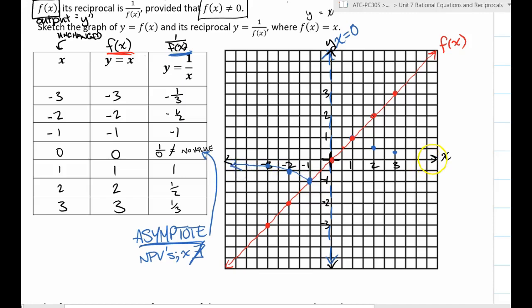What actually ends up happening is we get a horizontal asymptote as well, because y will also never be 0, because it's impossible to turn 1 over something into 0. Okay, because if we divide by 0, then we're hitting our horizontal asymptote. So we've also got an asymptote at y equals 0.